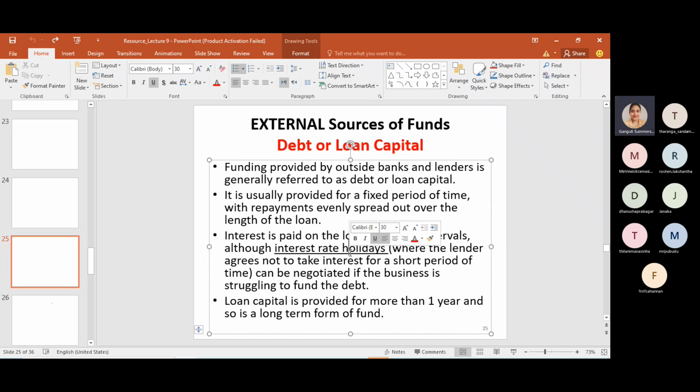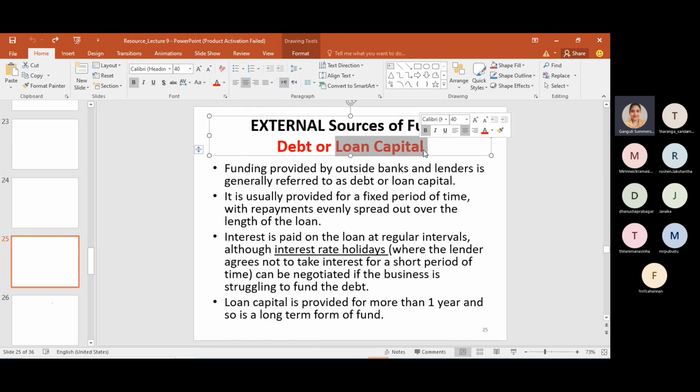Okay, so if your business is financially struggling, you can talk with your lender to check if you can get any interest rate holidays. And loan capital is provided for more than 1 year, and so is a long-term form of fund. Loan capitals are always provided for more than 1 year.